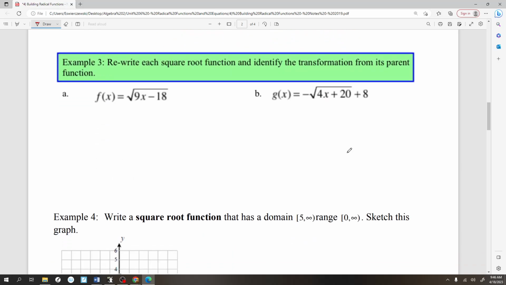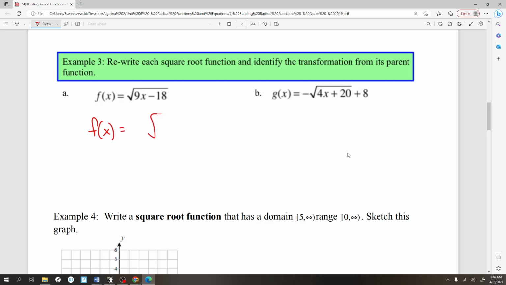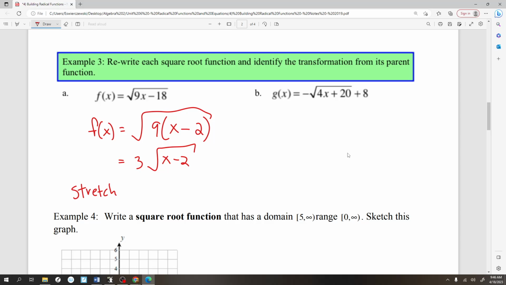So look for those GCFs. Here we'll have f of x. I'm first going to factor out the GCF, which is 9. So I would have 9 times x minus 2, which is equal to 3 times x minus 2. So there will be a stretch factor of 3 and 2 units right.